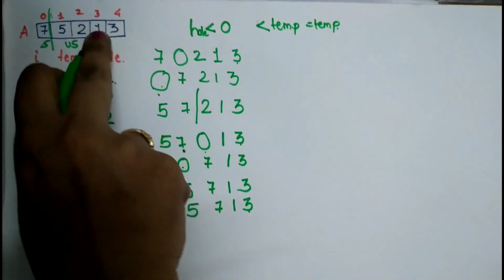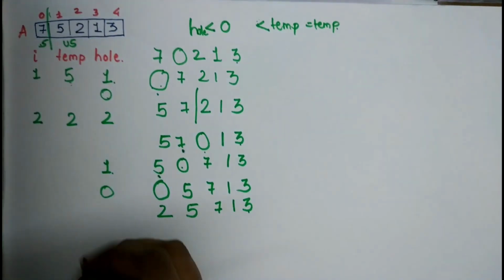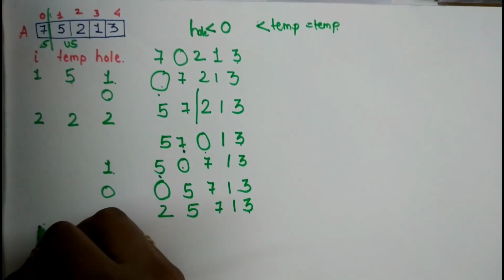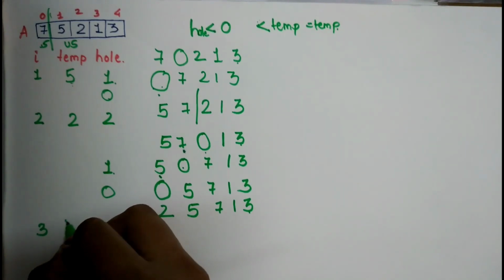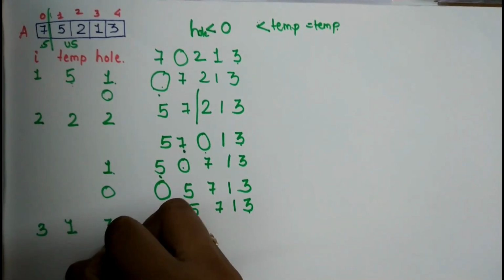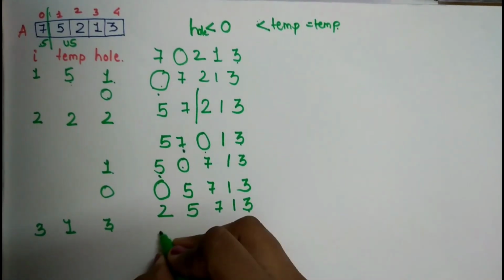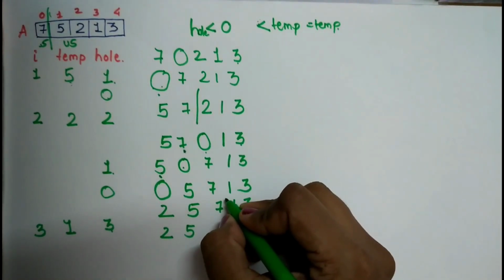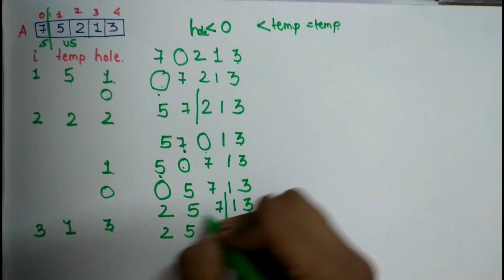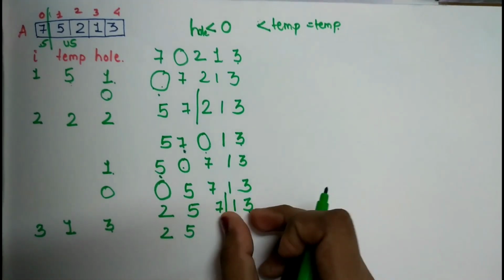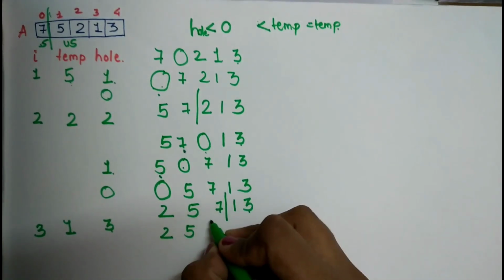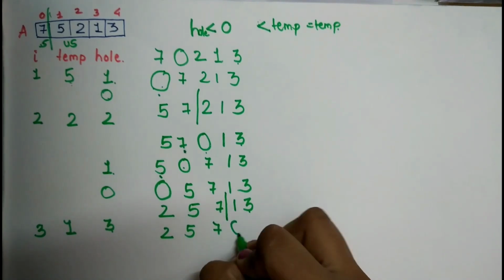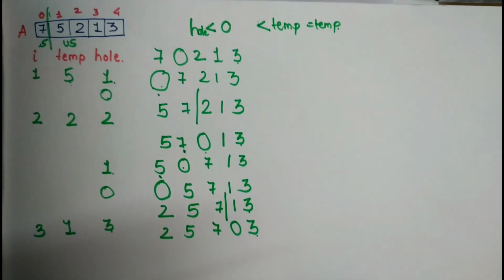Now for the third element, that is at the index 3. I will be 3, value inside it will be 1, whole will be at 3. Now the array looks like 2, 5. See, I forgot to mention, now these 3 are sorted. These 2 are remaining. So now continue with that. 7, here will be my whole and here will be 3.